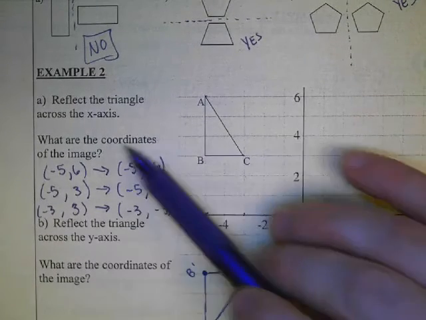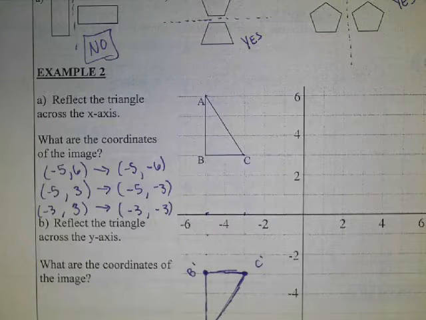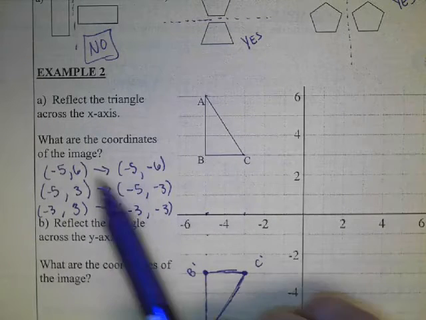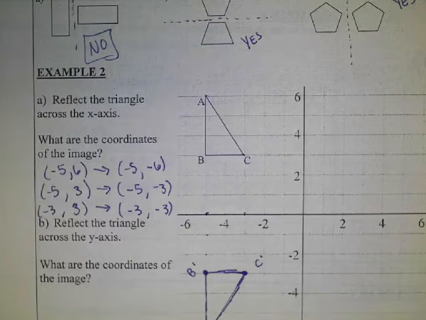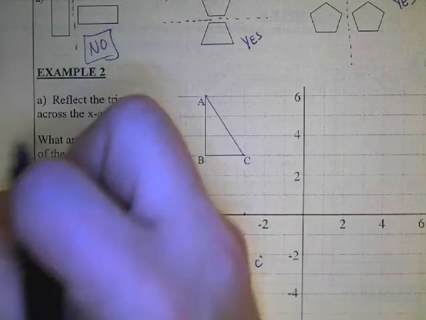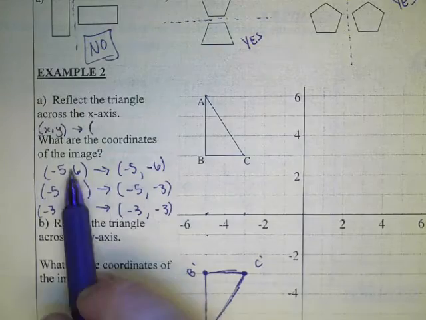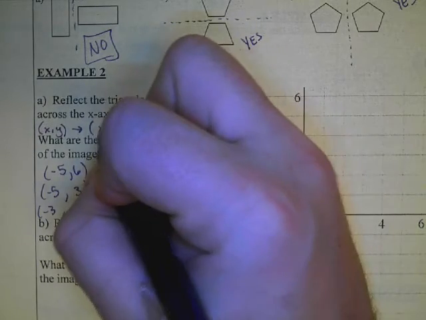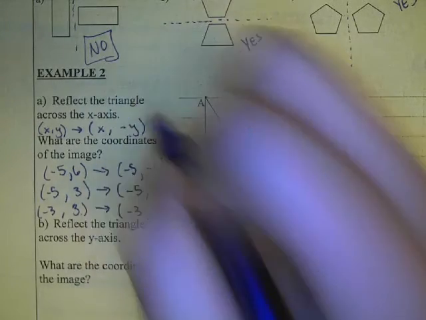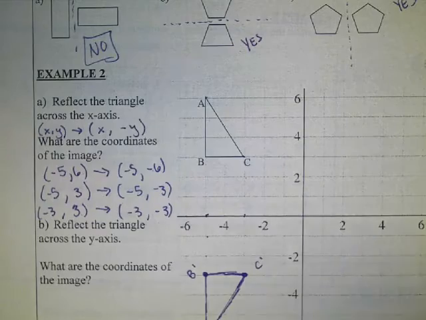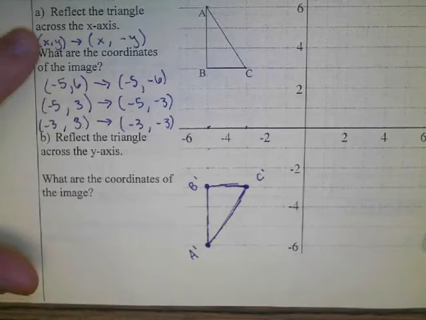Do you see any rule that happened when we look at the coordinates? It's like a common theme from one point changing to the next. Well, we can say that (x, y) was sent to (x, -y). The x's stayed the same, but the y's became their opposite. So that's how we can see this algebraically to show a reflection.